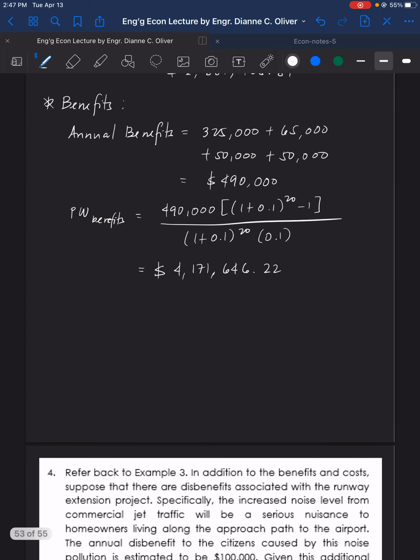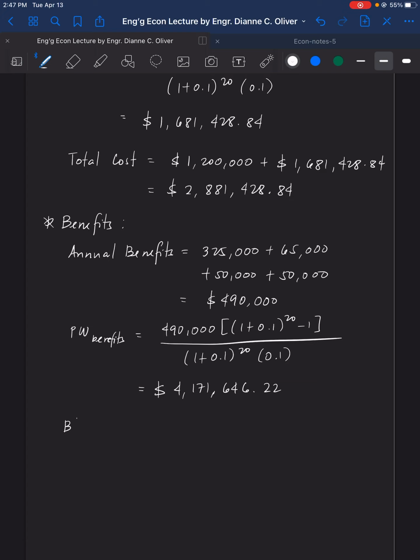Okay, finally, we have the benefit cost ratio. Let's just put it BCR. 4,171,646.22 all over 2,881,428.84. And that is equal to 1 point something, 1.45 benefit cost ratio. It is greater than 1. Therefore, go with the project.